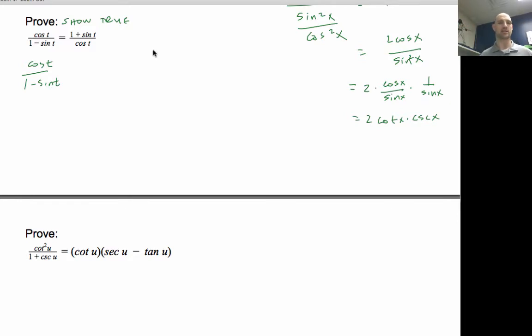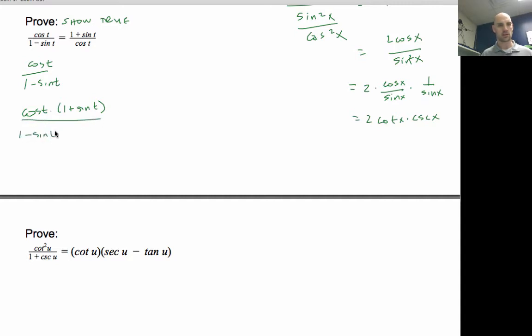And so this right-hand side here, it's got a 1 plus sine. I don't have a 1 plus sine. So let's put one there. Cosine t times 1 plus sine t. Just do it. And so on the bottom, I can't multiply the top without multiplying the bottom by the same thing.